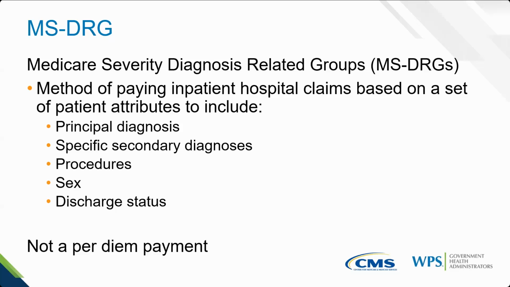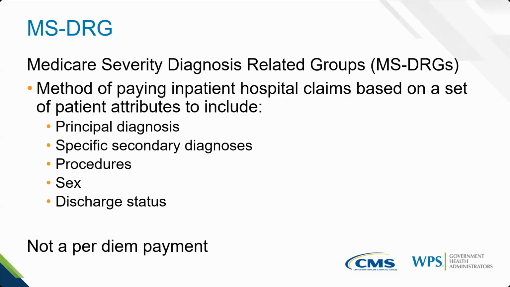So when we look at a severity diagnosis related group, this is where we have set amounts. And it says, okay, this is what this diagnosis pays. We're going to base that on your primary diagnosis, your secondary, your procedures, your sex code, your discharge statuses, a variety of other things all figure into that formula.